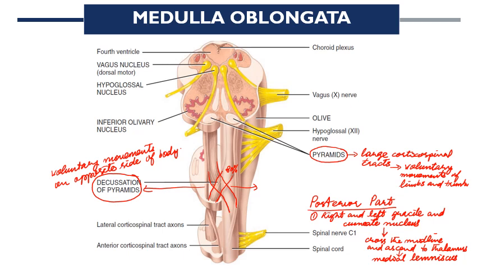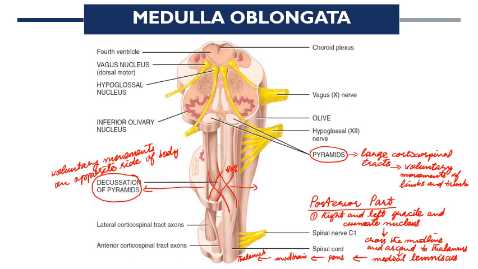and this medial lemniscus then extends through the pons and midbrain to the thalamus.